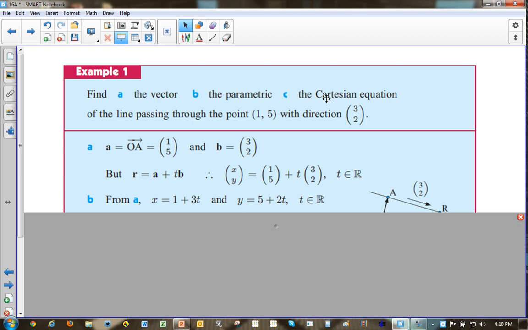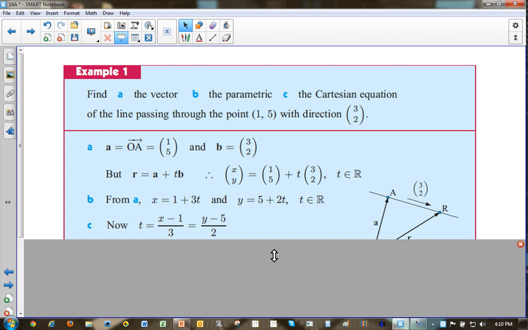Now if I want the Cartesian equation, which is what you've used in Algebra 1 and Algebra 2, then what you do is you can set T equal to 2 things.